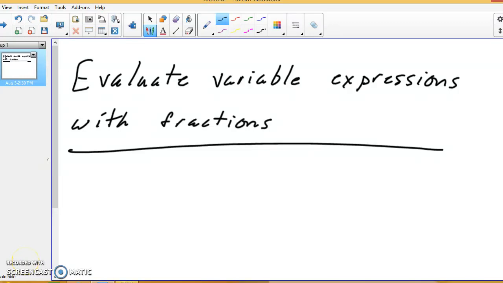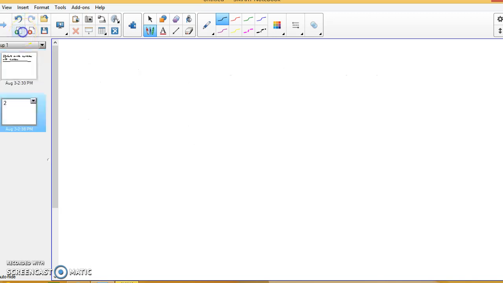In this lesson, we're going to learn how to evaluate variable expressions with fractions. This is exactly like when we evaluated variable expressions earlier, only now instead of plugging in whole numbers, we're going to be plugging in fractions for our variables.